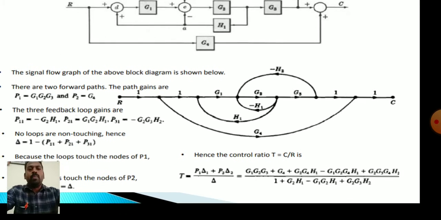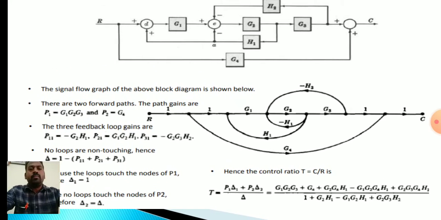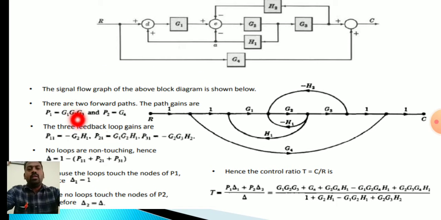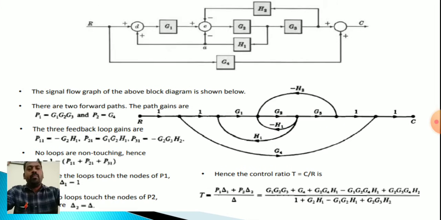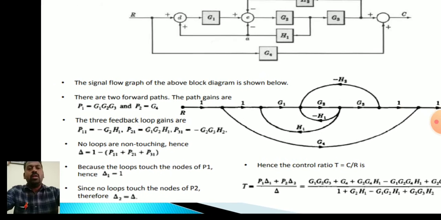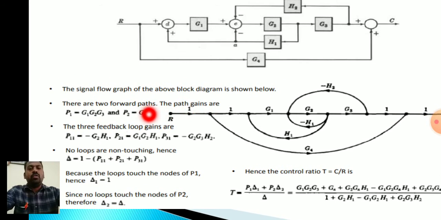What is the path gain of both? That is P1, that is G1, G2, G3, and the next one is only G4, directly from here to here, that is G4. So how many loops here once again? Here this is one loop, another loop is here, another loop is here, and another loop is here. There are 3 loops.